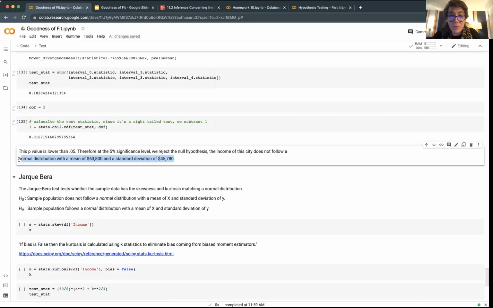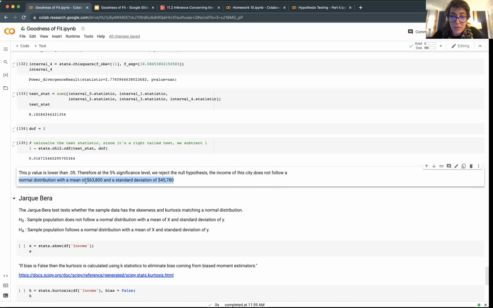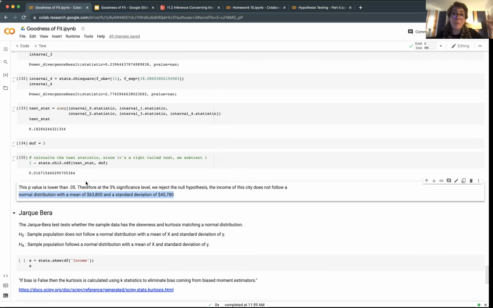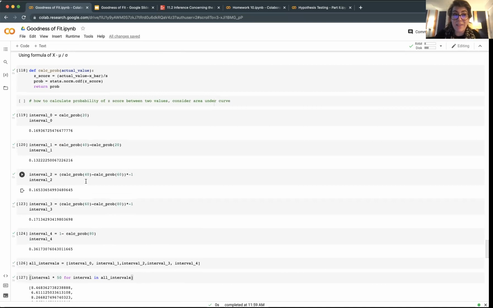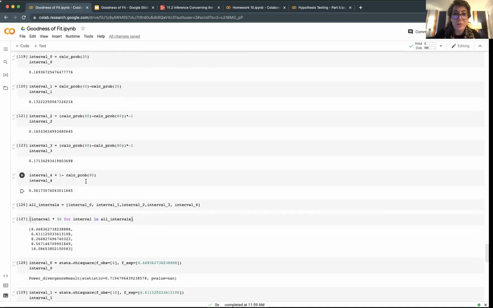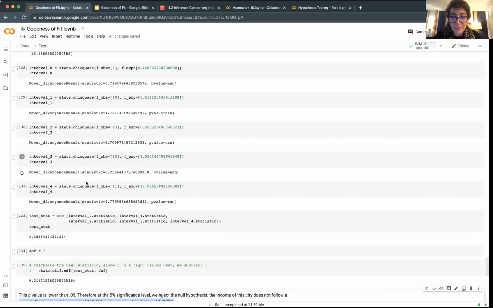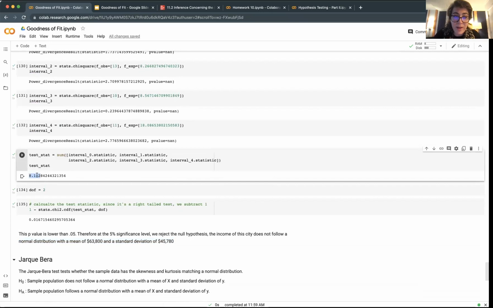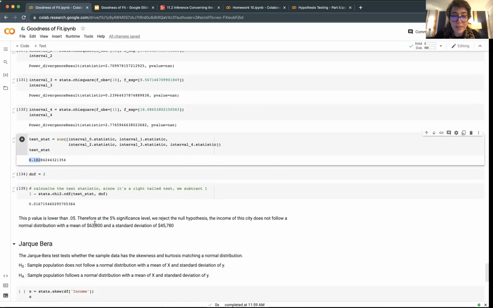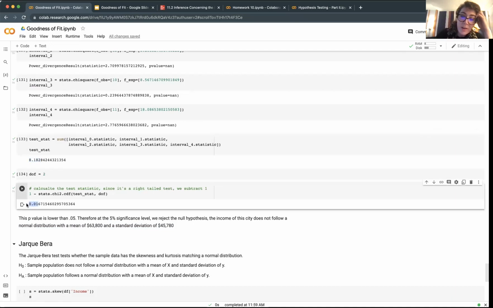So if this was a normal distribution, we need the mean and standard deviation in order to calculate the spread that we would have expected to see. But meanwhile, we have the spread that we did see. And that spread was not close enough to the spread that we would have seen if this was normally distributed. It was far away enough where this value of 8.18, because this is the right-tailed test, we're looking to see what that value is. And it is more extreme than this 0.05, which means that we have evidence to reject the null hypothesis.